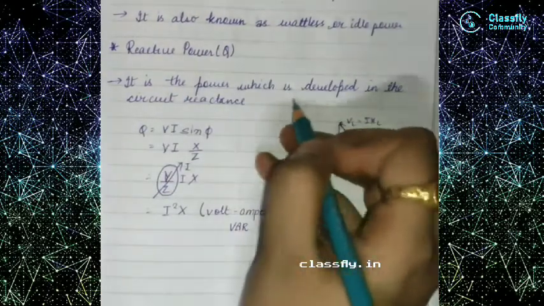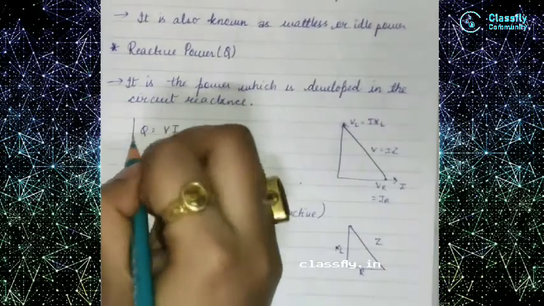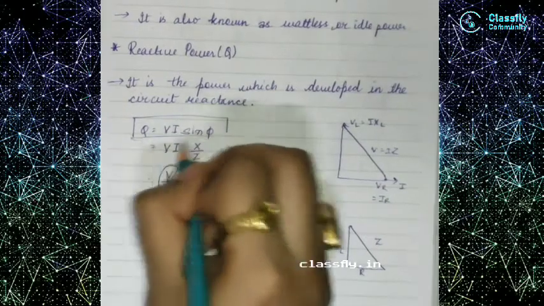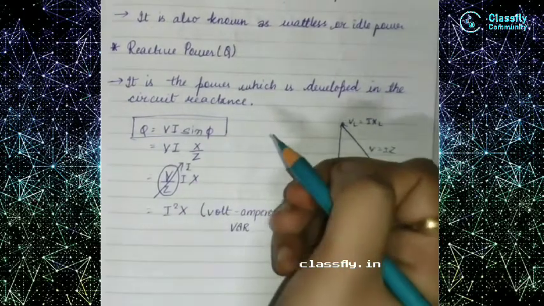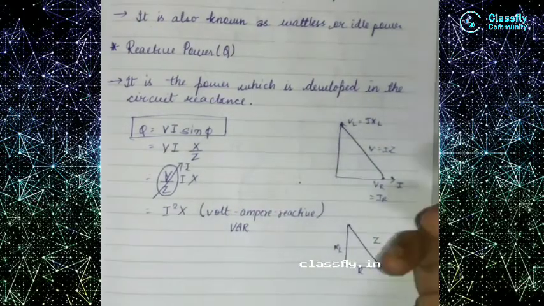And the third and the last power is reactive power. It is a power which is developed in the circuit reactor, and its equation is Q is equal to VI sin phi. And now we will get the sin phi value as X by Z.